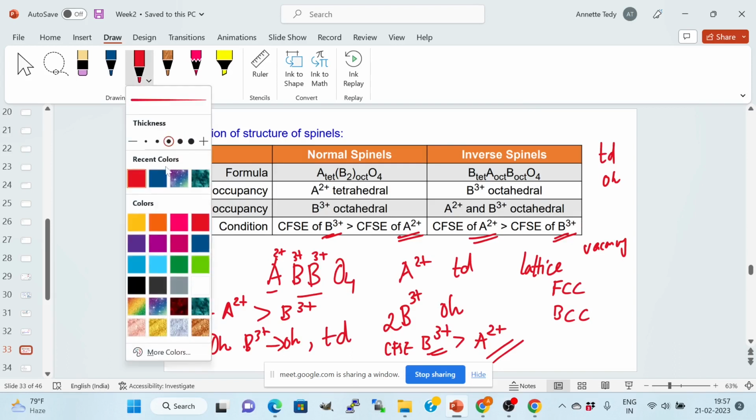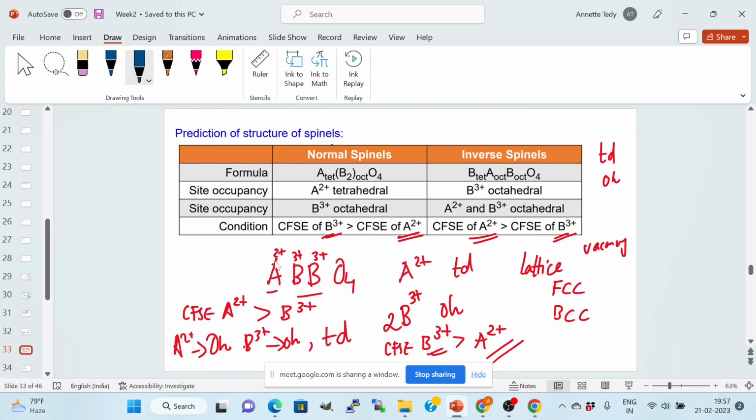Okay. So just that in spinal we have this A2 plus and B3 plus. There is only one A2 plus, but B3 plus can be two. There are two B3 plus, right? So in a normal spinal case, the CFSE of B3 plus is much larger than the A2 plus. So whenever the CFSE is large, that metal ion will occupy the octahedral site. So in the normal spinal, both B3 plus will occupy the octahedral site, A2 plus will occupy the tetrahedral site.